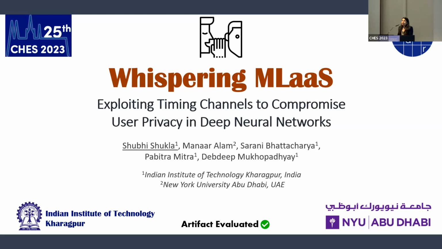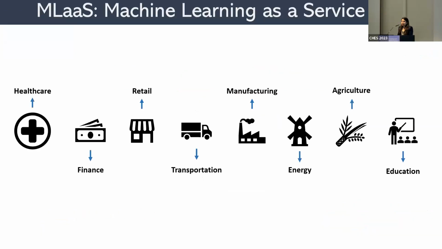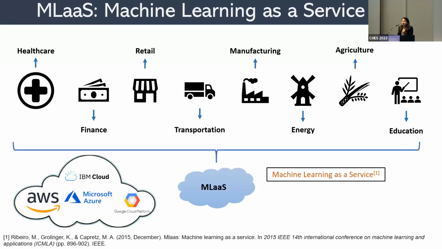So before talking about Whispering MLaaS, I would like to give an introduction about what is MLaaS. MLaaS is basically machine learning as a service. Since the last decade, we have seen a tremendous surge in the application of machine learning and deep learning across various sectors, including healthcare, finance, education, and so on. Very recently, these industries are moving towards machine learning as a service. This is mostly helpful for small industries, which are new in their business and cannot afford all the resources required for machine learning.